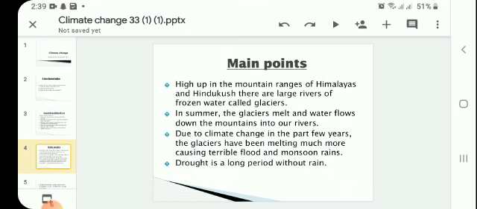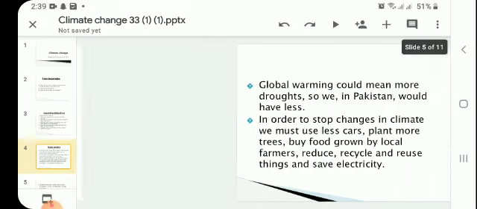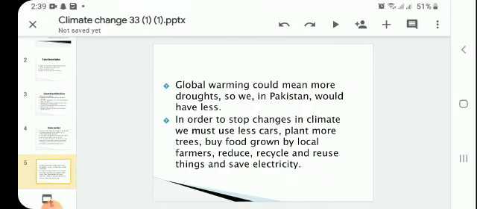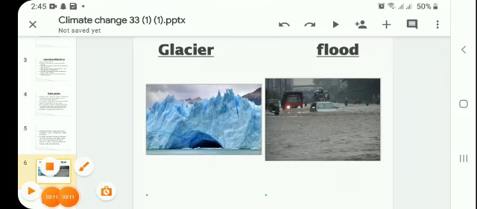Drought is a long period without rain. Global warming could mean more droughts, so we in Pakistan would have less water. In order to stop changes in climate, we must use fewer cars, plant more trees, buy food grown by local farmers, reduce, recycle, and reuse things, and save electricity.